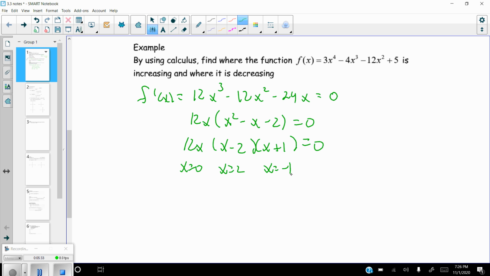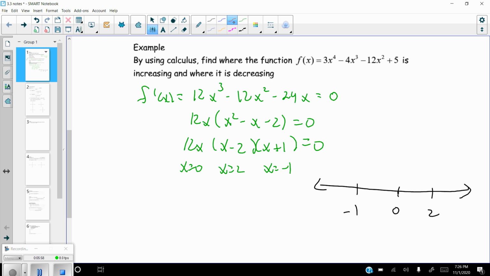So what we're going to do is create ourselves a number line. And on this number line, we're going to put our critical values. Make sure we put them in the correct order from left to right. So it looks like we've got negative 1, 0, and 2. And what we're going to do now is check values around the critical values.